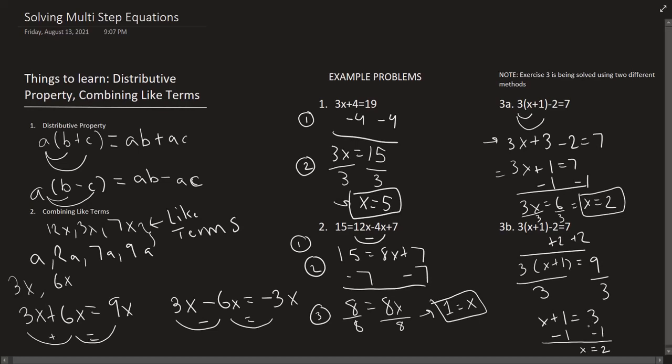And this is basically how you're supposed to solve multi-step equations using multiple methods. We know this is correct since this is equal to this, so we know that we used the methods correctly. And this is basically how you solve multi-step equations.